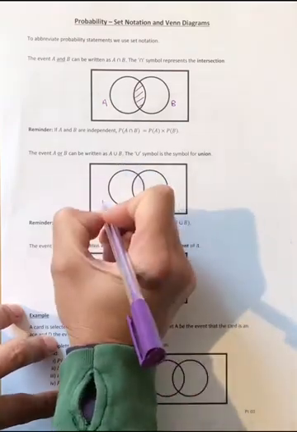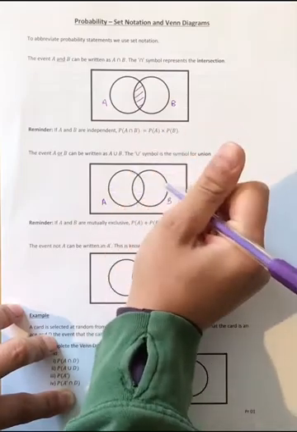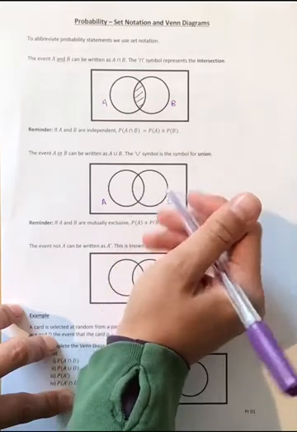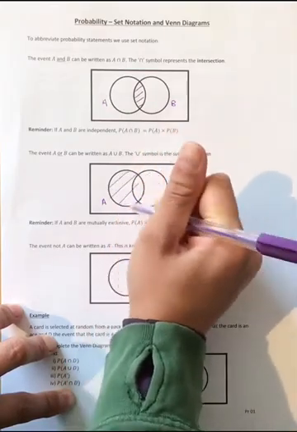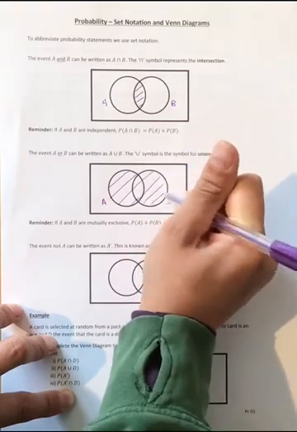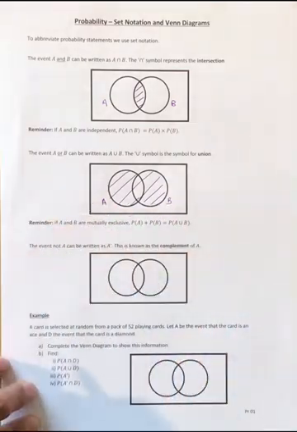So if this circle is A and this circle is B, if we want A or B, in maths we would also mean or both. Then that's anything in circle A or anything in circle B. So it would be the entire region within the circles.